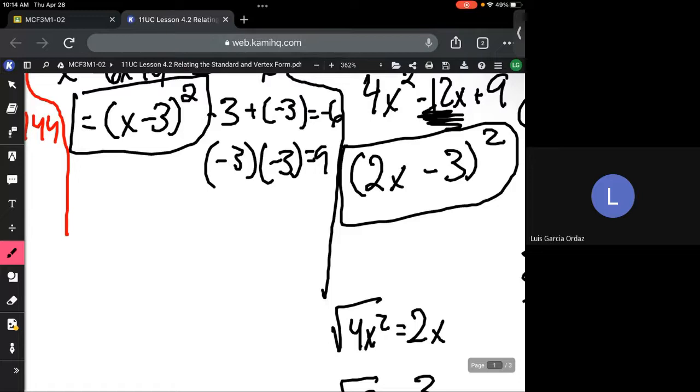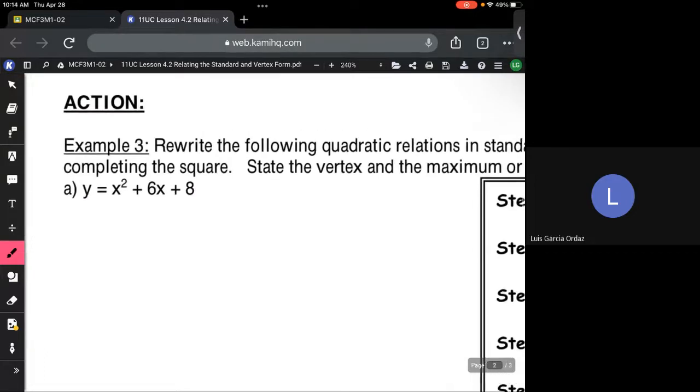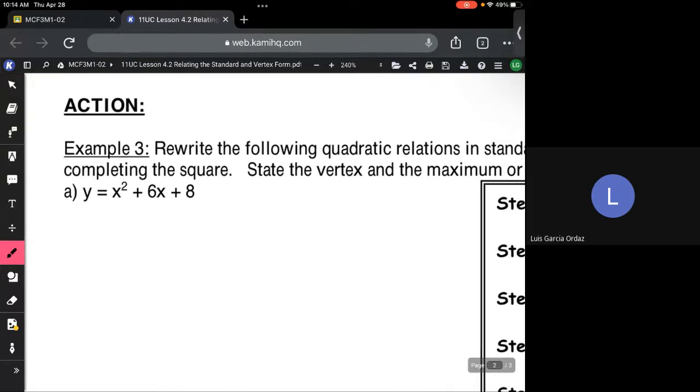Oh. Okay, thank you. So now let's see if we can complete the square. Wait, what does completing the square mean? Basically putting it into vertex form. So completing the square, I'm going to write it here. So completing the square is equal to vertex form.